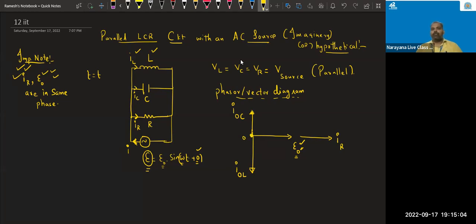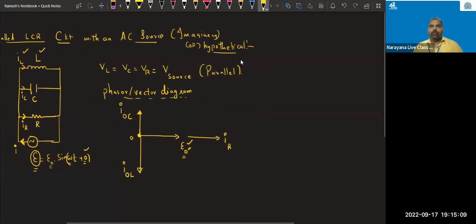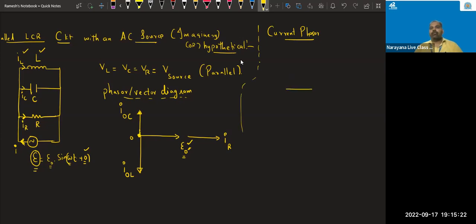Now, these three current vectors at a time I will draw, so that it is very easy for me. So only the current phasor diagram I will consider. Tell me what is the current phasor diagram? This is the I0R, I mean peak value of the current flowing in the resistance. And what is this? Peak value of the current flowing in the capacitor. What is this? Peak value of the current flowing in the inductor.